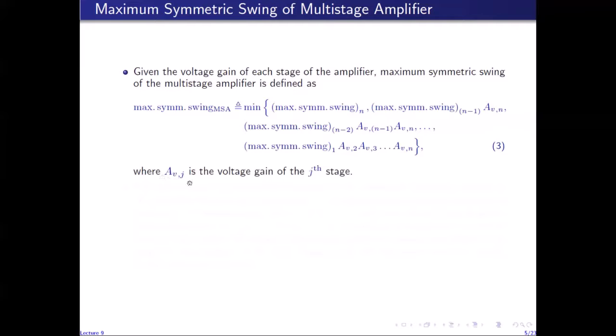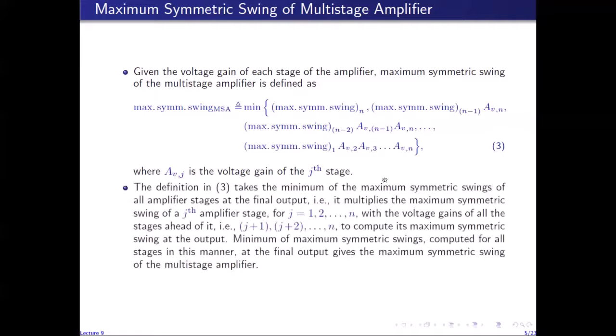So, whereas before, AVj is the voltage gain of the jth stage. This just states what I explained: that the maximum symmetric swing of a jth amplifier stage is multiplied by the voltage gains of all the stages ahead of it to compute its maximum symmetric swing at the final output. So the minimum of the maximum symmetric swing computed for all the stages in this manner at the final output gives us the maximum symmetric swing of the multi-stage amplifier.